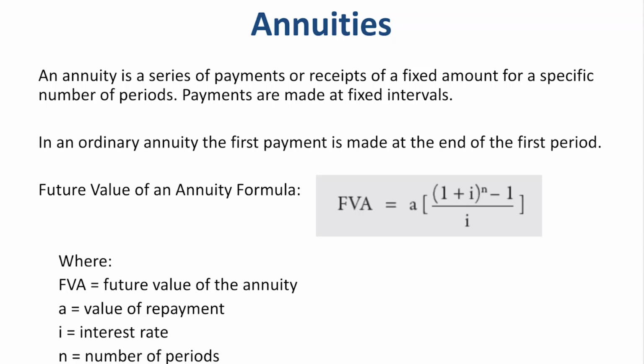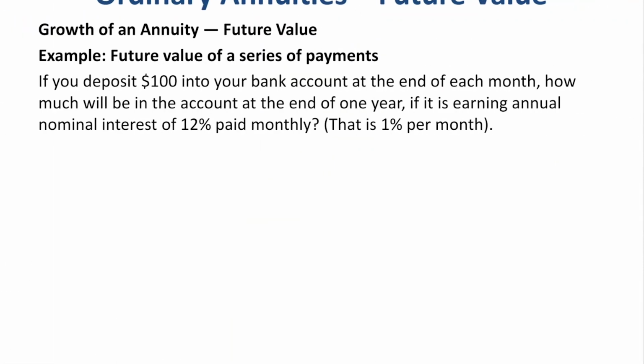You have an open book, and we want to mimic the work environment, so in the exam you have an open book as well. If you're tested, you have an Excel spreadsheet to do all this calculation as well. So don't worry too much. It looks like a giant, but it's not too hard. Once you understand the formula, you should be able to plug it in accordingly. So, growth of an annuity, future value. Let's look at an example here.